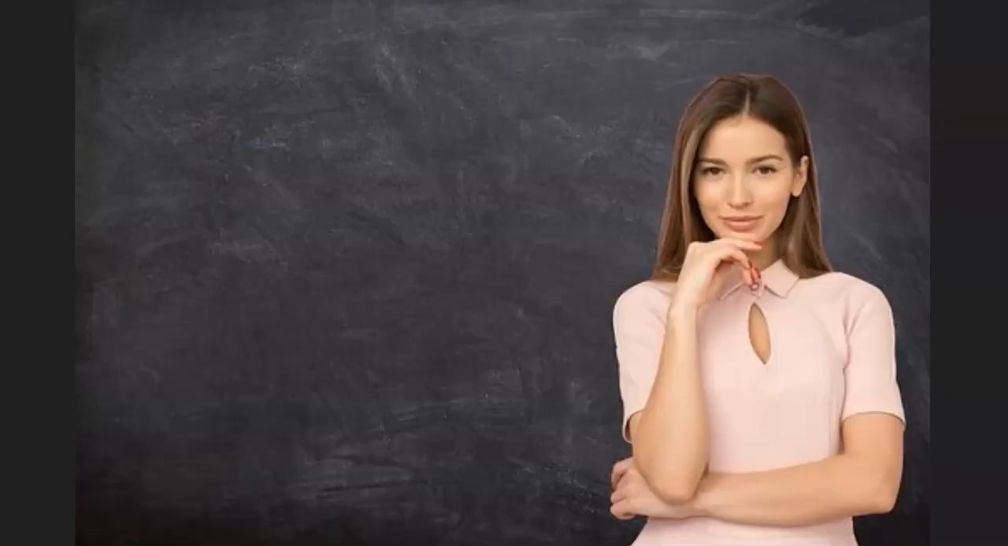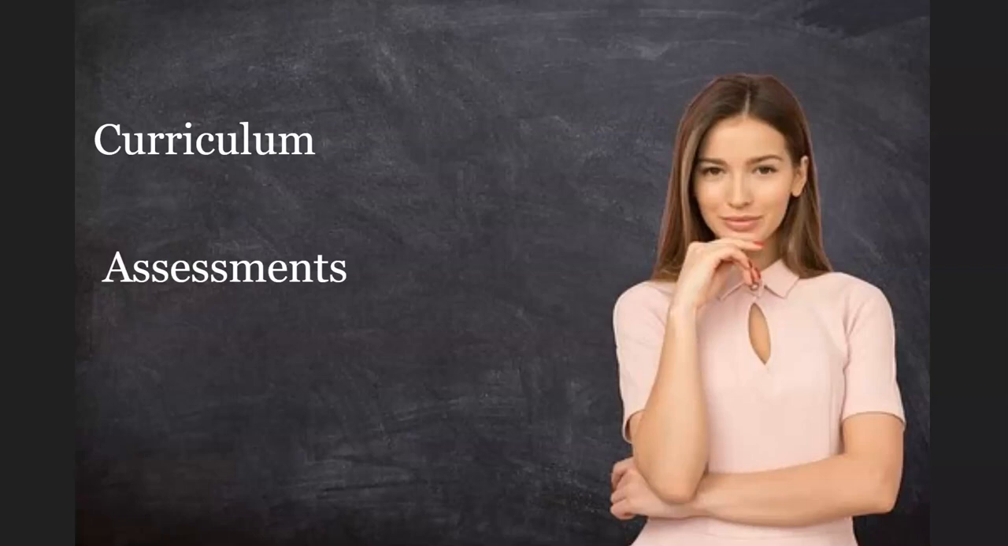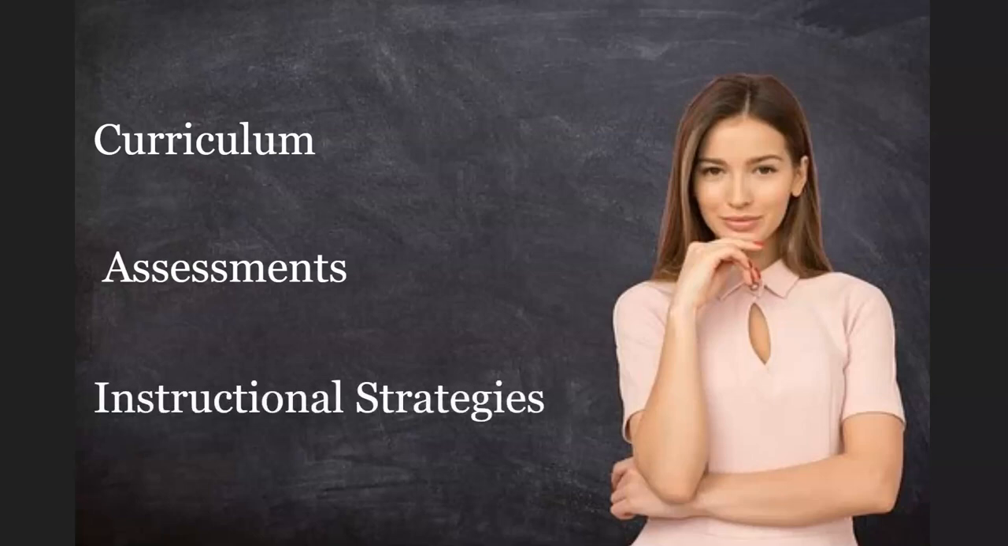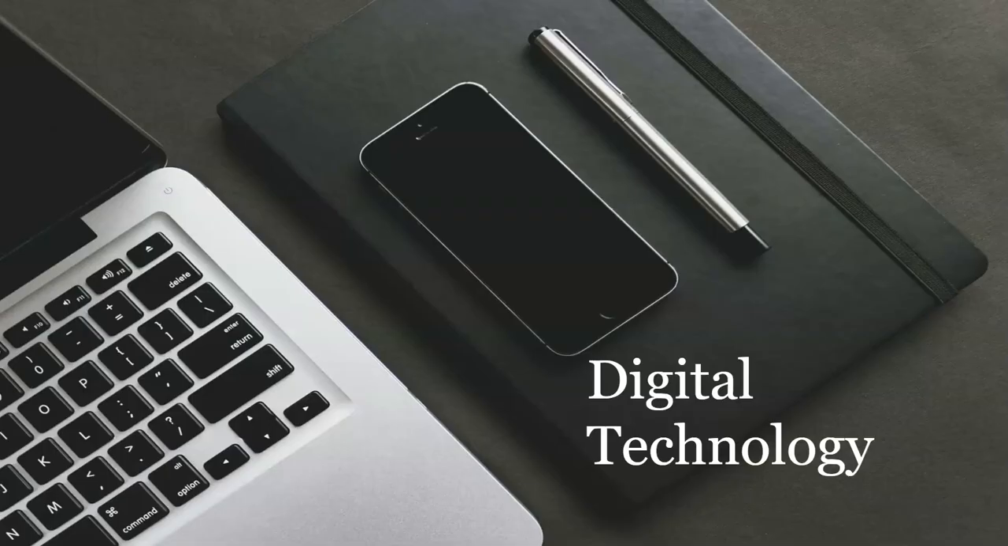Most educators are familiar with Bloom's taxonomy, a model that classifies different levels of human cognition, thinking, learning, and understanding. It is often used to guide the development of curriculum, assessments, and instructional strategies. But how is this model affected in the age of digital technology, and how might it change instructional design?